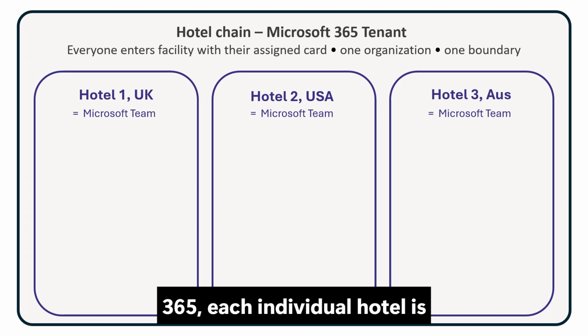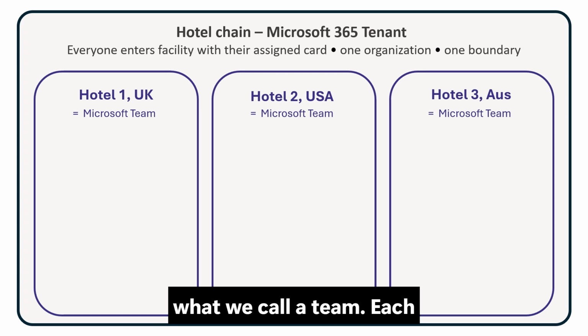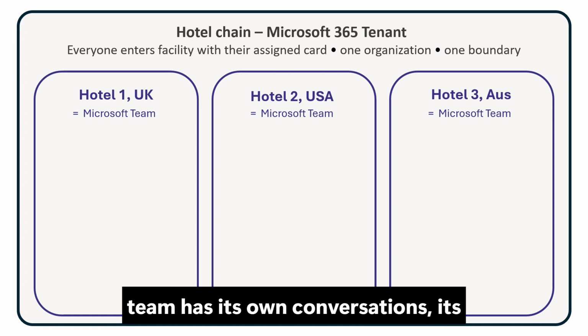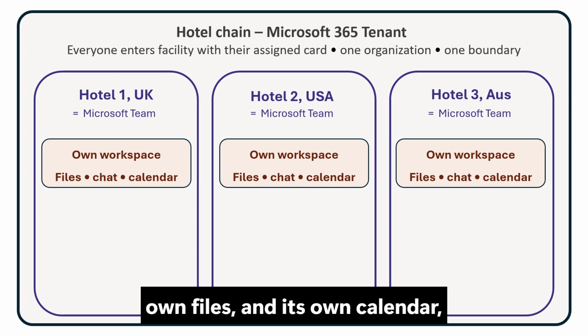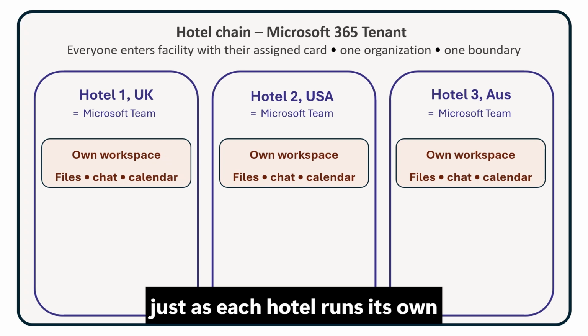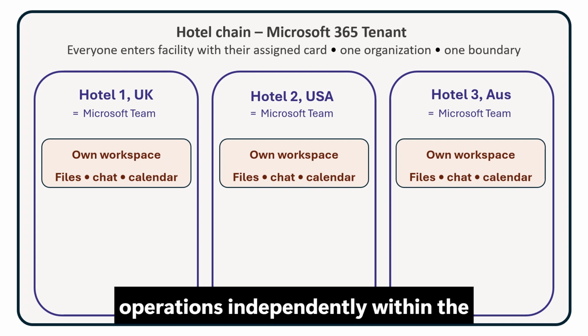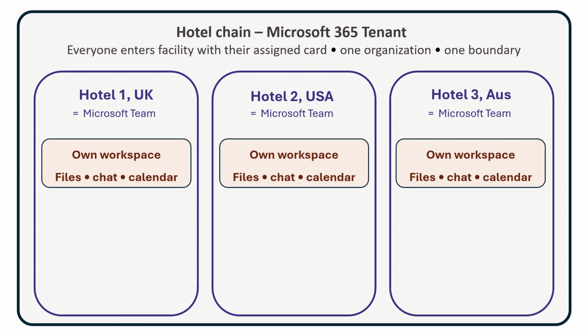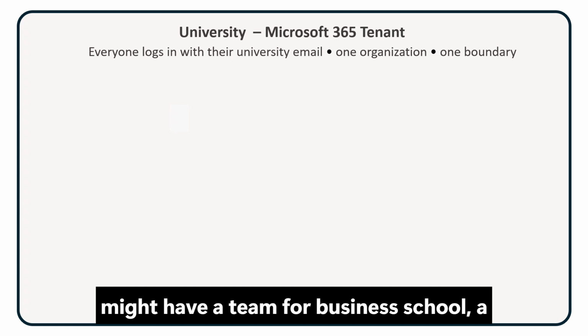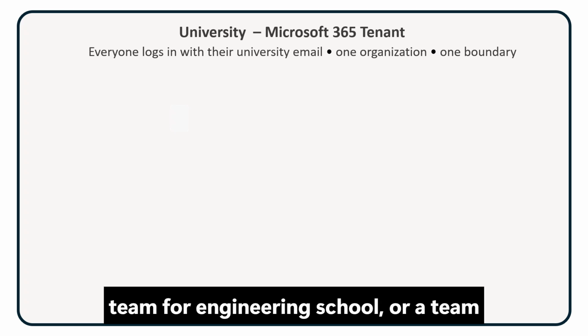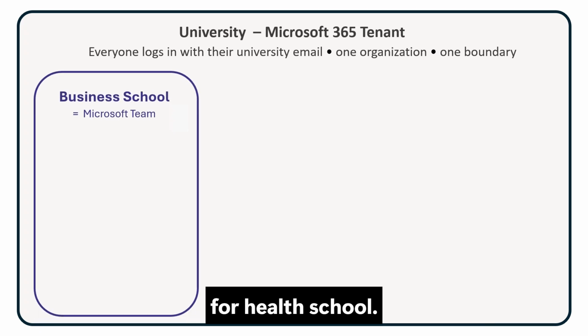In Microsoft 365, each individual hotel is what we call a team. Each team has its own conversations, its own files, and its own calendar, just as each hotel runs its own operations independently within the chain. At a university, you might have a team for the business school, a team for the engineering school, or a team for the health school.